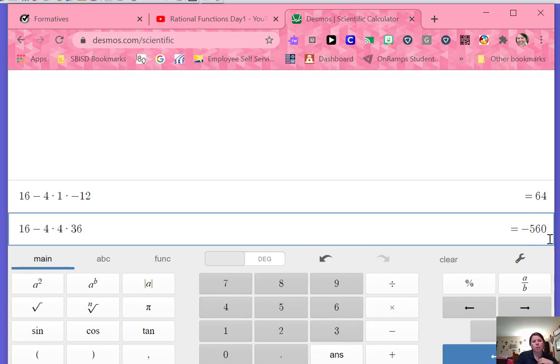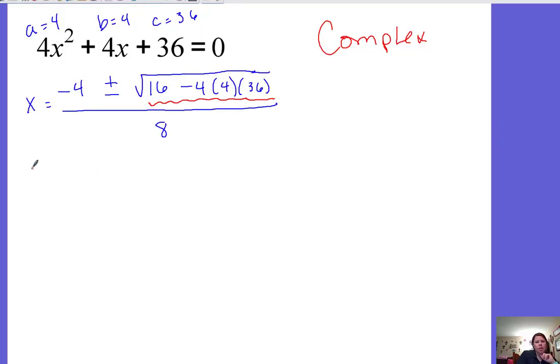Okay, and so what you'll notice here is this one was positive, real solution. This one is negative, complex solution. So if you remember from Algebra 2, you talked about complex numbers and imaginary numbers.